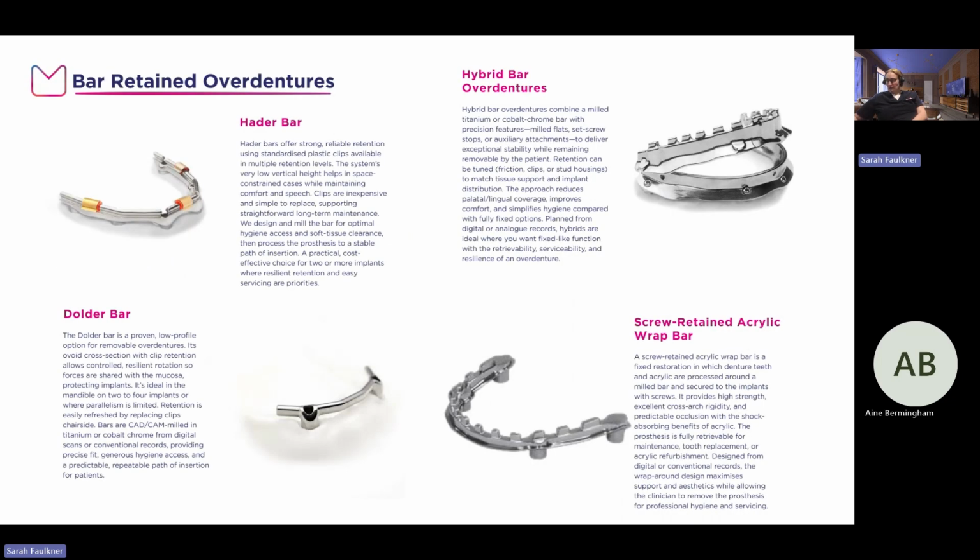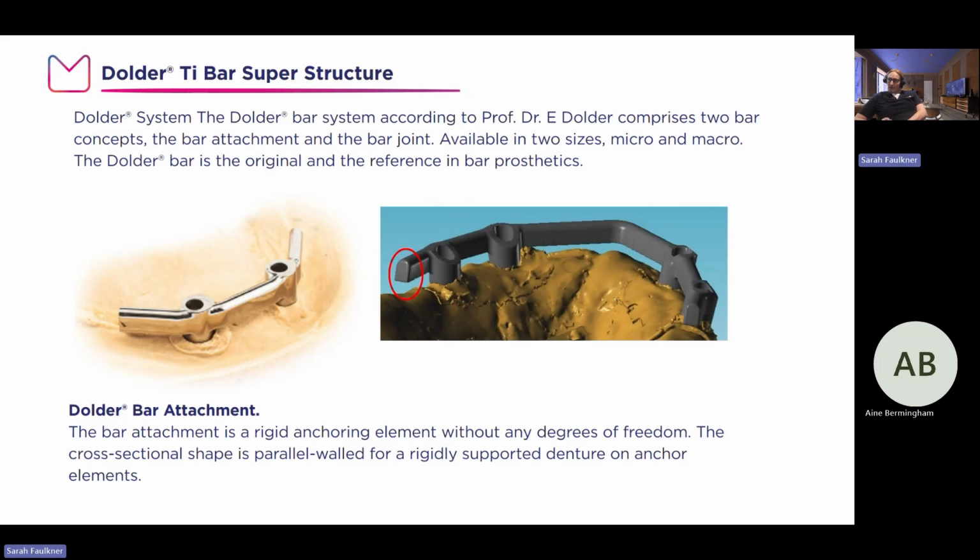So bar structures come in a whole variety. So I've just narrowed down into 4 different types, really. So for the overdentures, I'm doing 3. So we've got the Dolder bar, the Hader, and the hybrid 2-in-1. We also have a screw retained acrylic wrapped, not really an overdenture, but it's just a denture that is screw retained. So the Dolder bar. So Dolder comes in 2 shapes. There's the U and the egg shape.